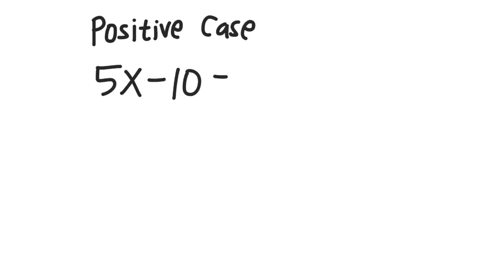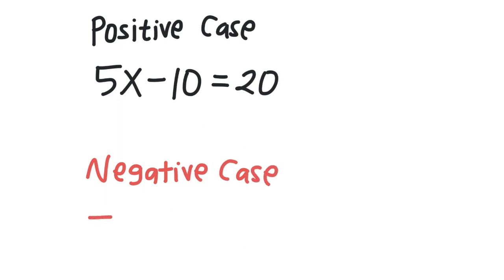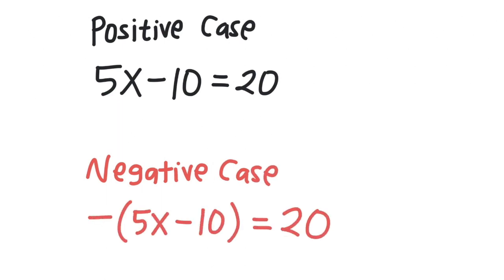First, we have the positive case, which is 5x minus 10 equals 20. And the second is the negative case, which is -5x minus 10 equals 20. If you forget how to solve a simple linear equation and want to review it, you can watch our YouTube video, which can be accessed right here. But I'll cover it a little bit to solve our equations.